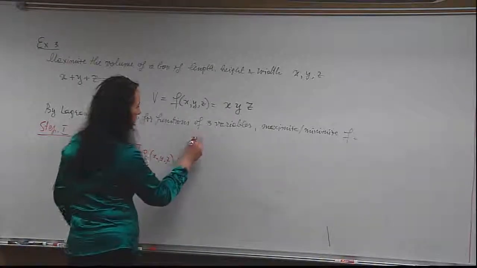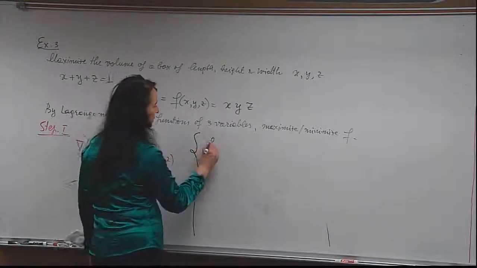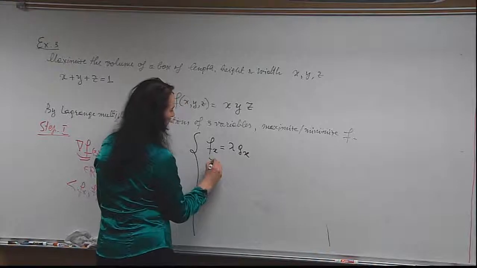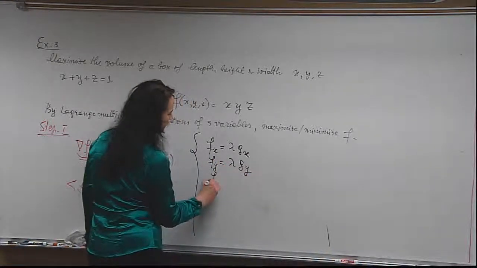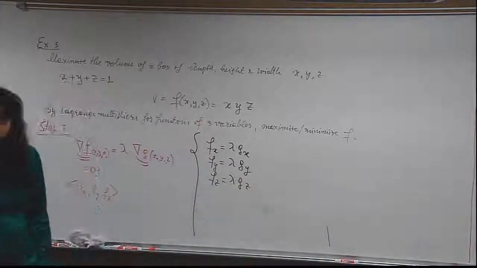So you tell me what I'm going to write. So I'm going to write f sub x equals lambda g sub x, f sub y equals lambda g sub y, f sub z equals lambda g sub z. Thank God I don't have more than 3 variables.